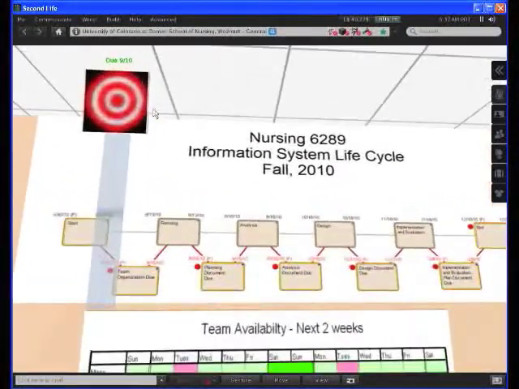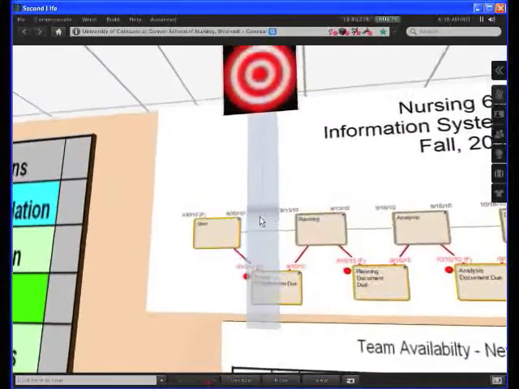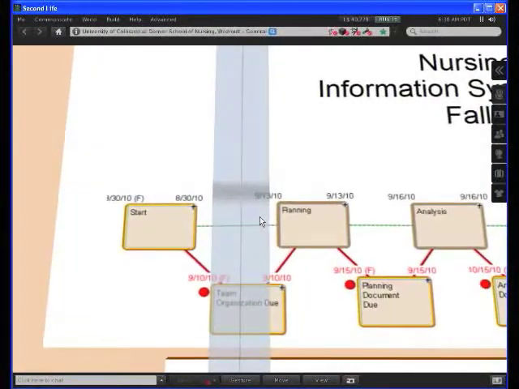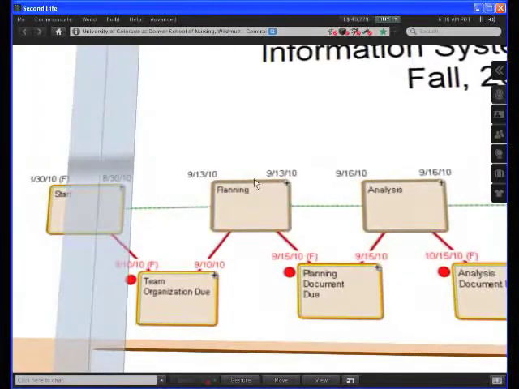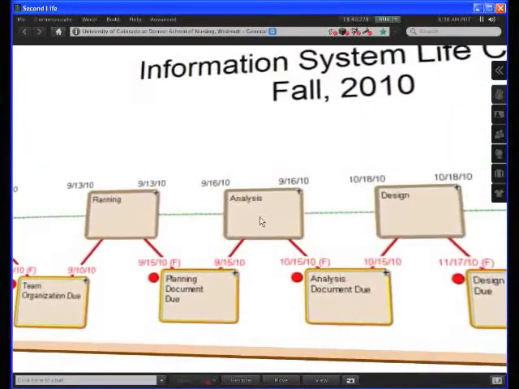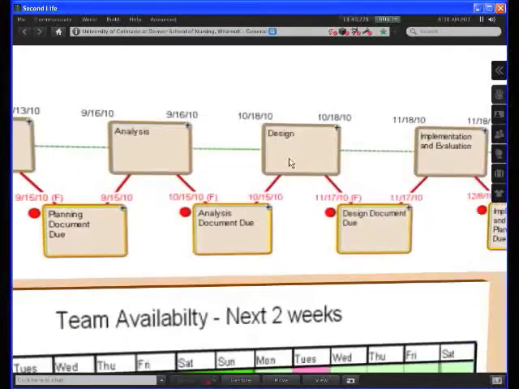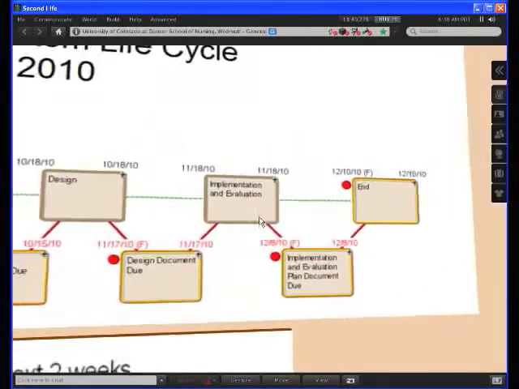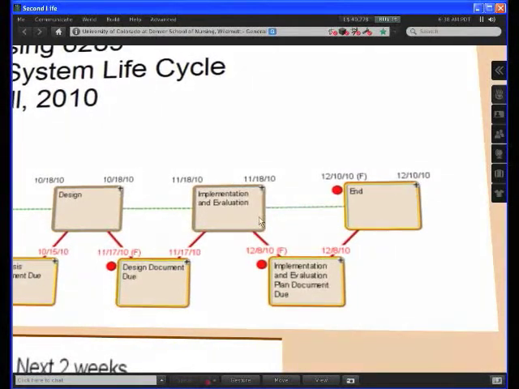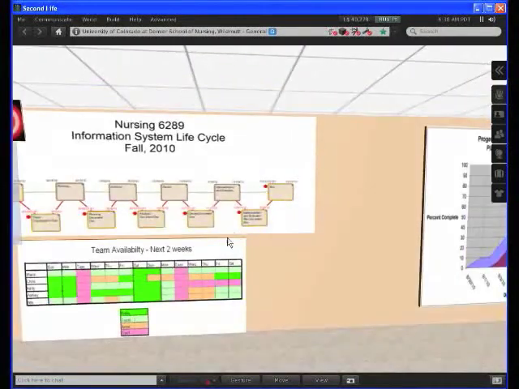Okay, nursing 6289 has a number of stages shown on this PERT diagram, and a number of deliverables shown with little red dots down at the bottom. We have studying planning, coming up with a planning document due 9/15, analysis and analysis document 10/15, study design, design document due 11/17, study implementation, and the implementation document due in December.